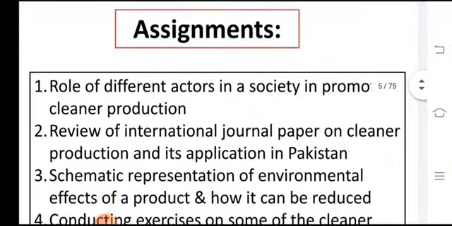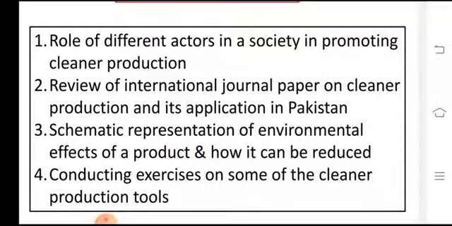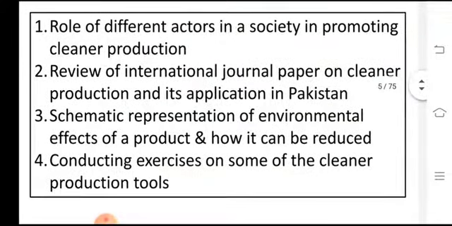These are the assignments which you are going to submit throughout the course. So these are the 4 assignments. While studying this course, you will come to know more detail about these topics, and then you can search on your own, and then you can make a good assignment by yourself.